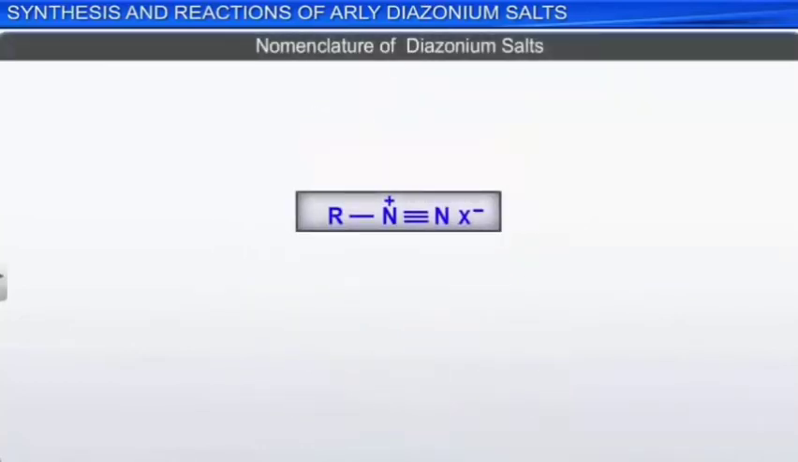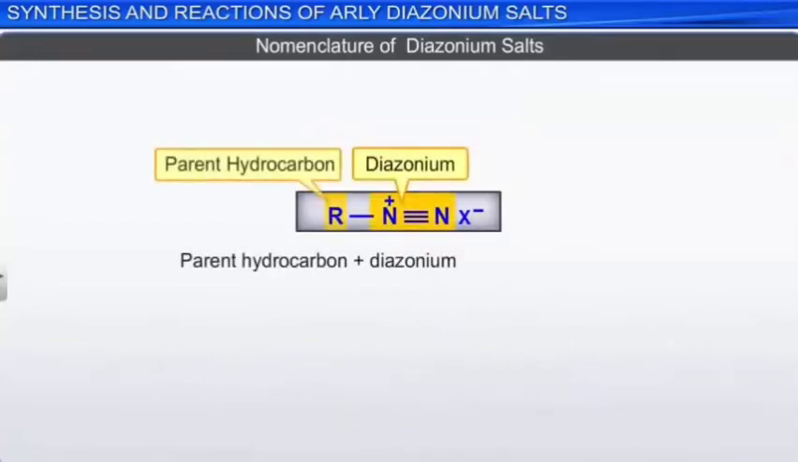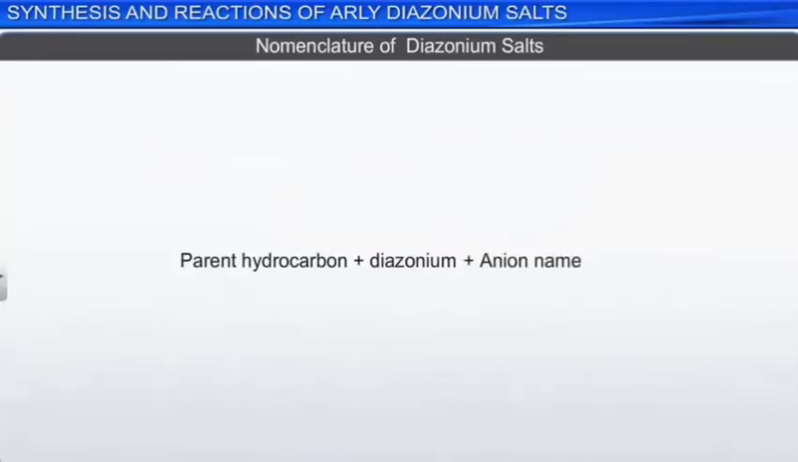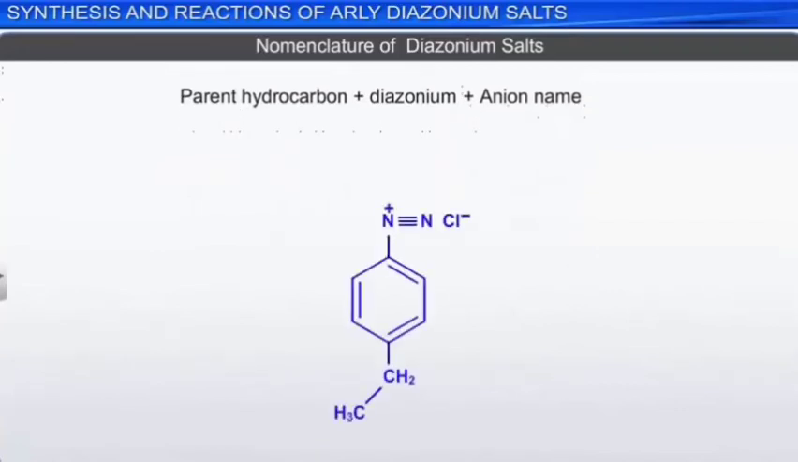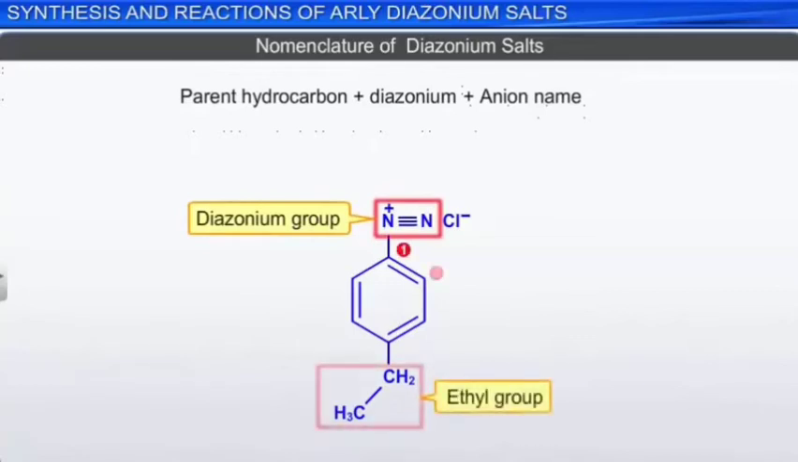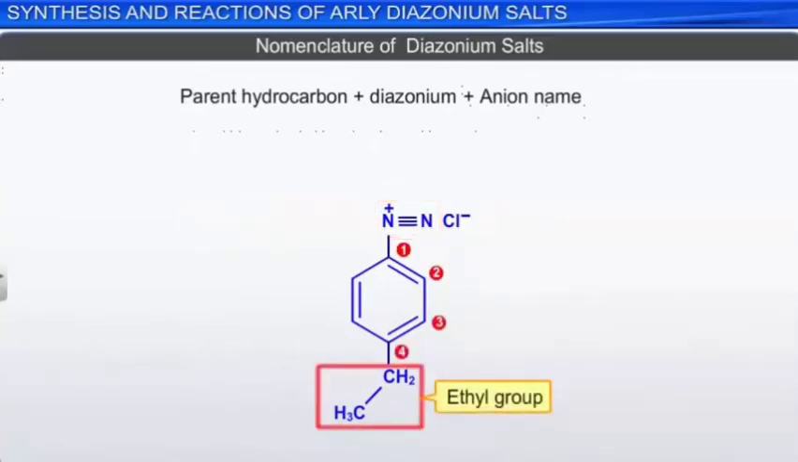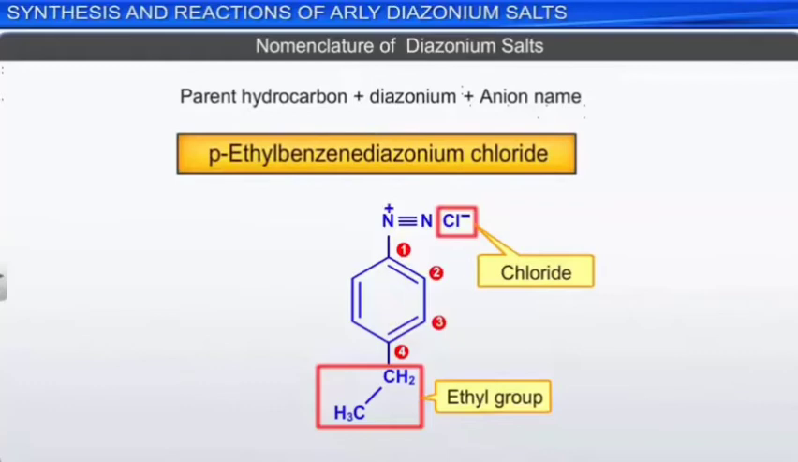To name diazonium salts, add the word diazonium to the name of the parent hydrocarbon. This is followed by the anion name. Consider the compound shown here. There is a diazonium group plus an ethyl group at position 4 on the benzene ring, with the chloride anion. The correct name of this compound is para-ethylbenzene diazonium chloride.